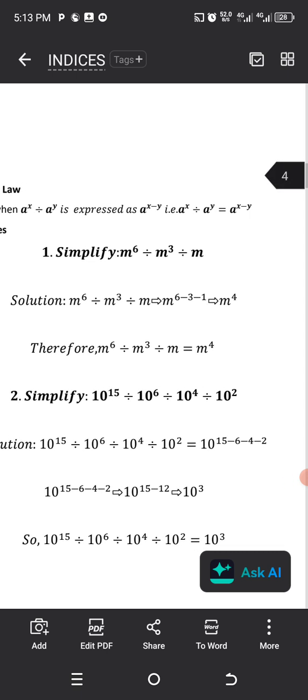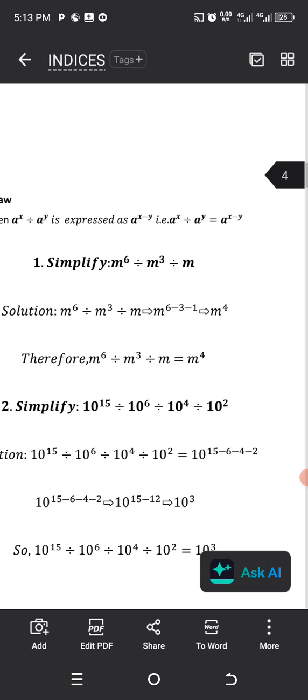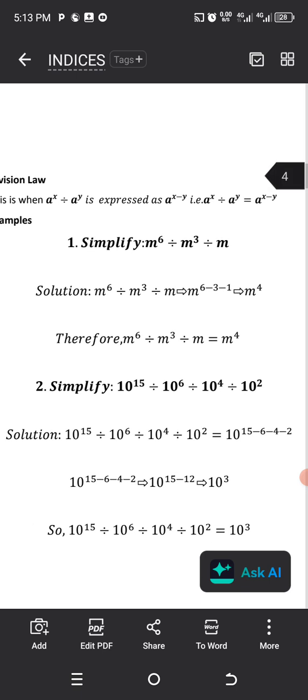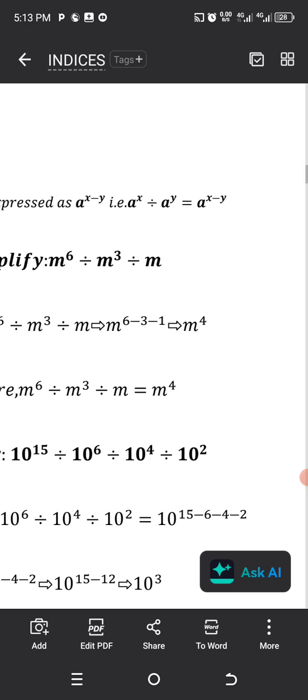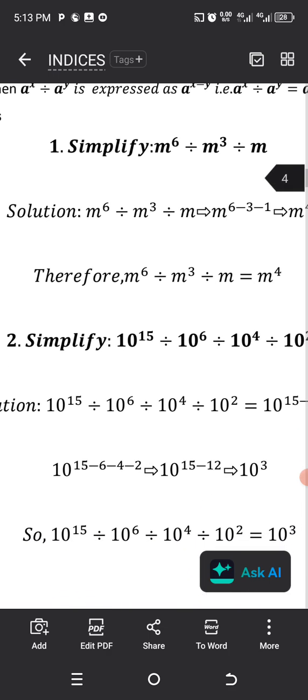So let's see the example relating to this second law, division law. You have to simplify m raised to power 6 divided by m raised to power 3 divided by m. The expression is equivalent to, once you are seeing division in between, just subtracting. So that is m raised to power 6 minus 3 minus 1, which eventually gives you m raised to power 4. Simple. That is the answer.